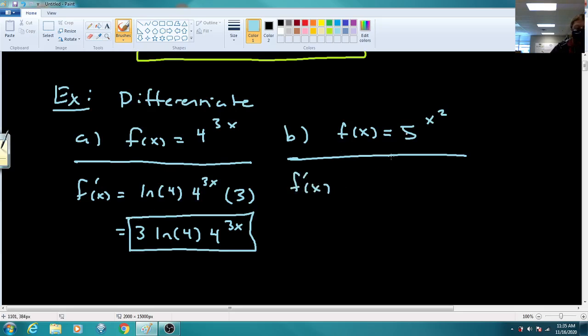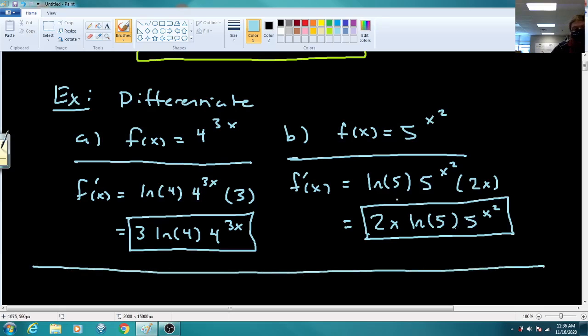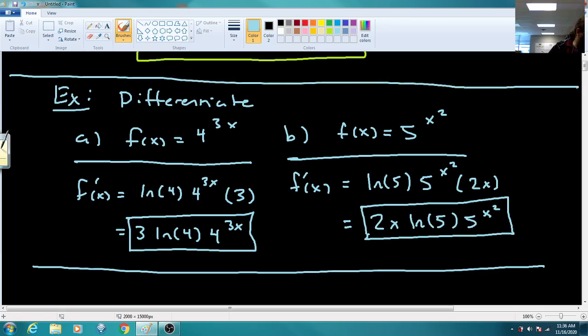For the second one, 5 to the x is the outer function, so we're going to take the derivative of it, which will be natural log of 5 times 5 to the x squared, leaving the inner part alone. Then we multiply by the inner derivative, which is the derivative of x squared, which is 2x. And I'm just going to rewrite it, and that gets us our answer there. So we're using the chain rule, which is from 3.7, in order to get that derivative to go through.